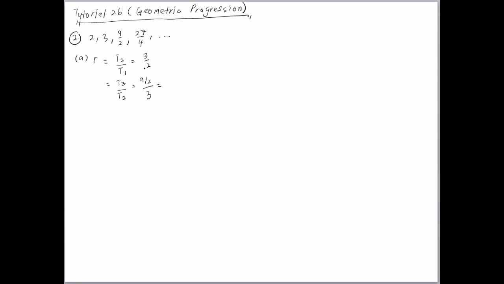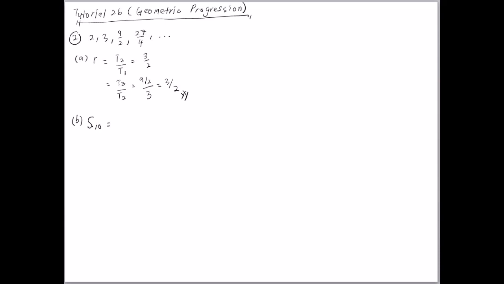Okay, we can use calculator. 9 over 2 divided by 3, and we still get 3 over 2. Okay, so that is our common ratio, 3 over 2. B, we want to find the sum of the first 10 terms of the sequence, S10.